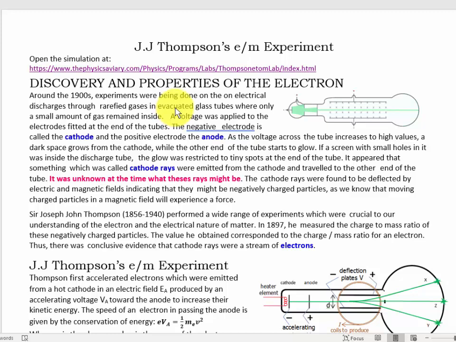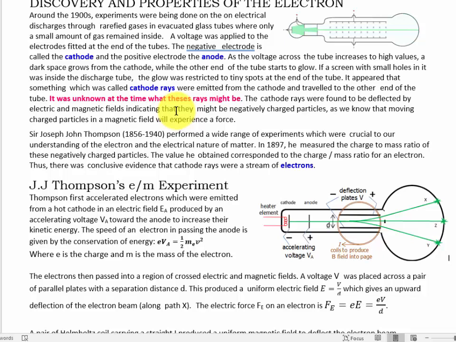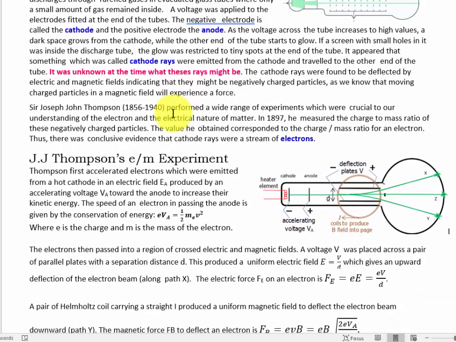Okay, this is the introduction for the e/m experiment, and essentially what we're going to be doing is measuring the charge to mass ratio of the electron. A long time ago in the 1900s, John Thomson came up with this experiment when we were just learning about the electron and the fact that we have these particles in nature that have charge.